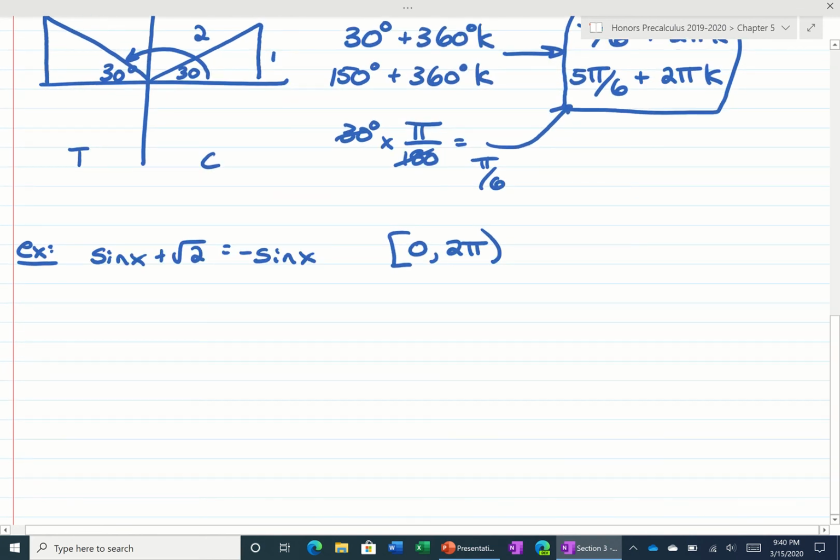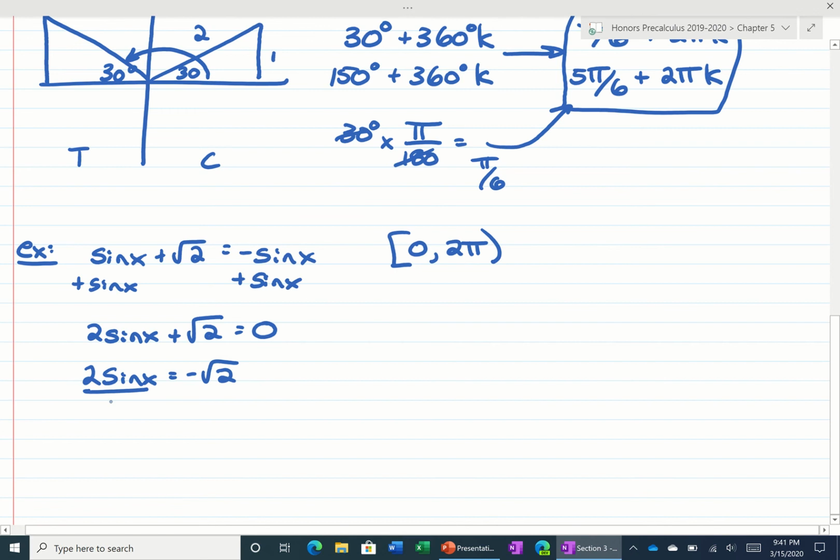So the way at this level that we solve equations, we should all know that you want to make them equal to 0. I'm going to go ahead and add sine of x on both sides. So we wind up with 2 times the sine of x plus the square root of 2 is equal to 0. Well, now we want to go ahead and get sine by itself. So I'll subtract root 2, divide by 2, and I get sine of x is equal to negative square root of 2 over 2.